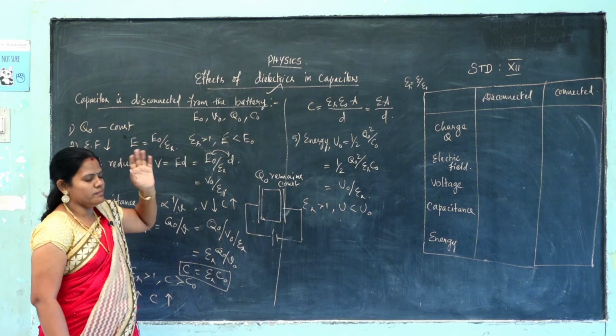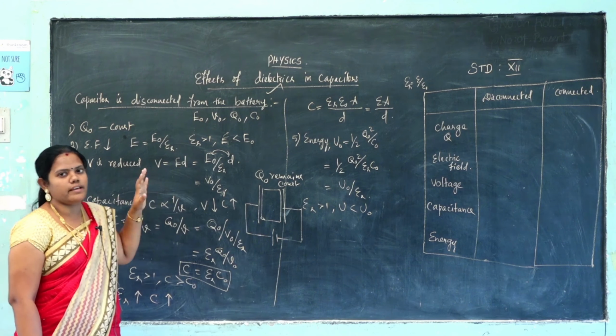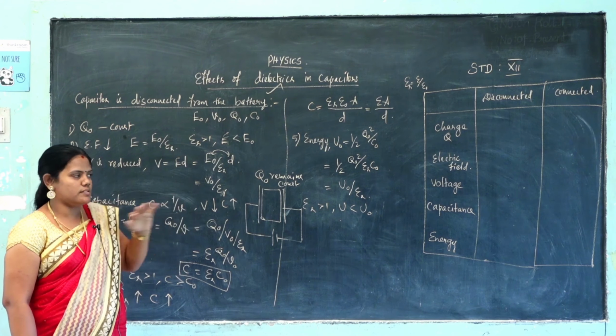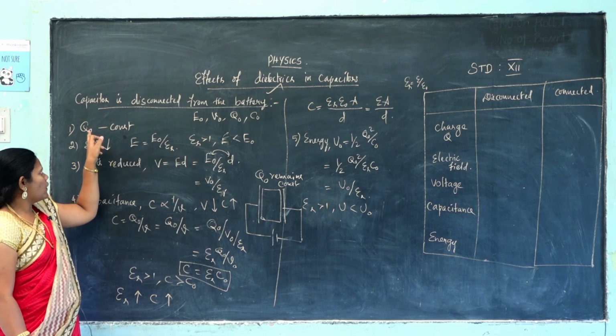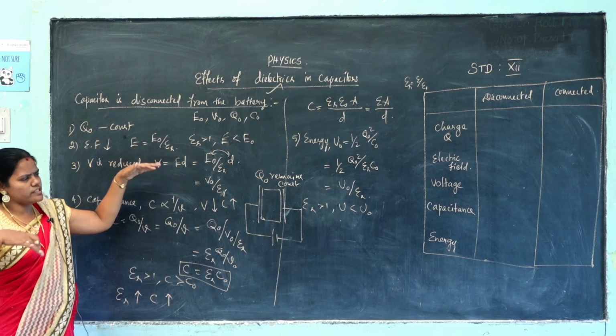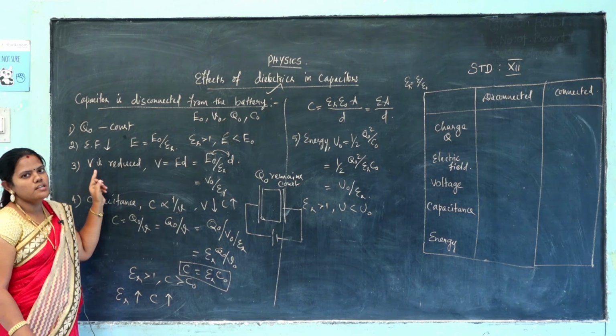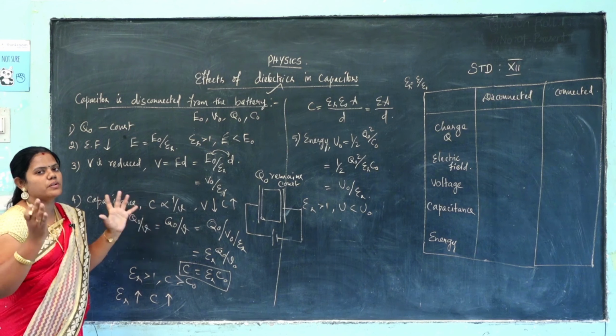So this concept is nothing but: if you insert the dielectric in between the capacitor plates, the electric field is just reduced, that's all. First, the charge is constant; second, the electric field is reduced. And third, when the electric field is reduced, the voltage will be reduced. What does voltage mean? Voltage is nothing but the potential difference between the two plates.